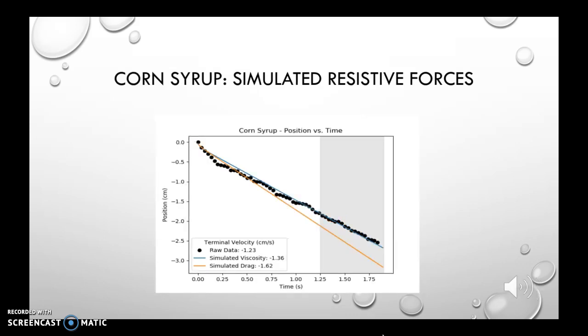On the other hand, when we look at corn syrup, we see that it's actually a lot better for viscosity. Not only does the graph match it a lot better, but we also see that the simulated drag has a much higher terminal velocity than it really should have, as we observed.